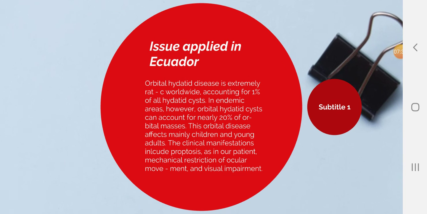Orbital hydatid is extremely rare worldwide, accounting for 1% of all hydatid cysts. In endemic areas, however, orbital hydatid can account for nearly 20% of orbital masses. This orbital disease affects mainly children and young adults. The clinical manifestations include proptosis, as in our patient, mechanical restriction of ocular movement, and visual impairment.